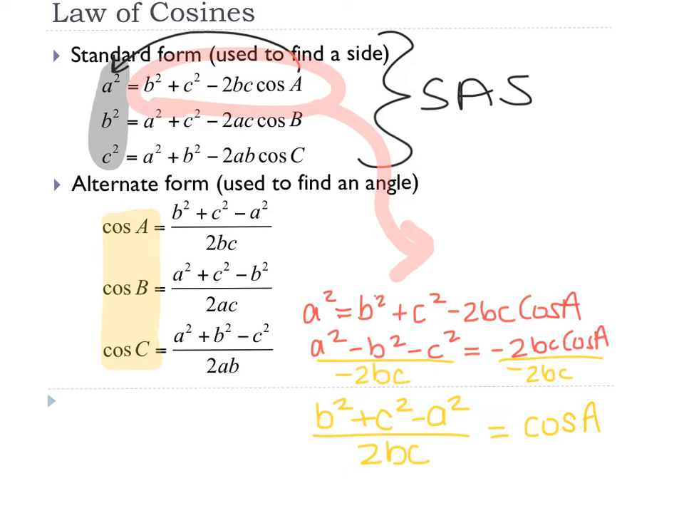Anybody still copying them down? Okay. So the angles would be the sum of the two letters that do not match the angle that you're trying to find. So if I'm finding A, then I do b squared plus c squared minus the letter that does, so minus a squared, over 2 times the two letters that do not match the angle you're trying to find.